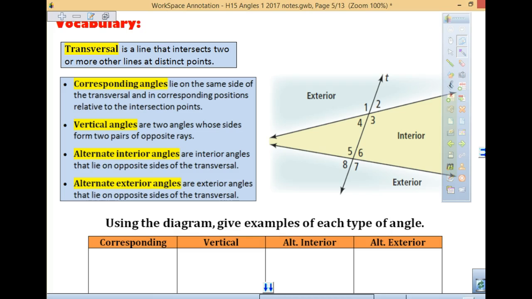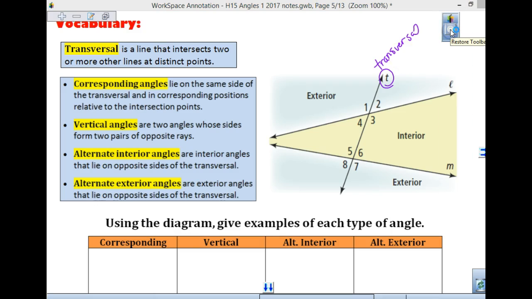Now, a lot of vocabulary, and I put some of these already up on the Google Classroom for Quizlets to practice. Transversal. A transversal is a line that intersects 2 or more lines in distinct points. So this line T is called our transversal. Please write that right by it. When they're naming a line, a lot of times they put a letter next to it. So this is just line L and line M. Lines L and M in this picture are not parallel.